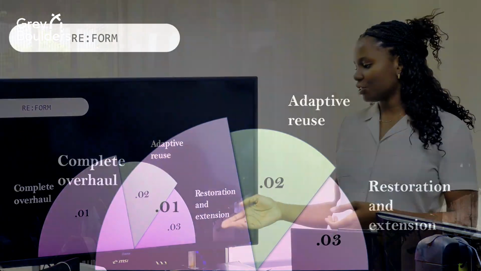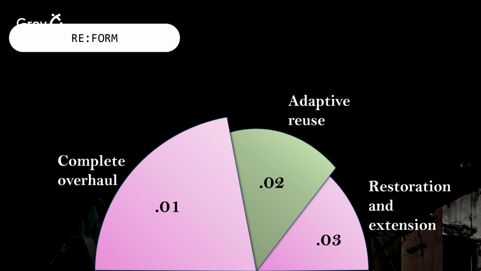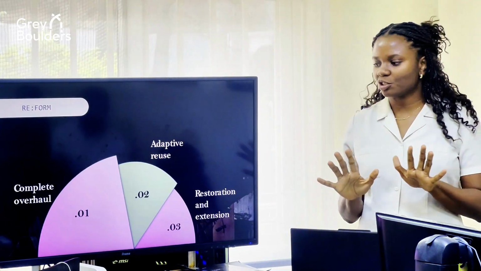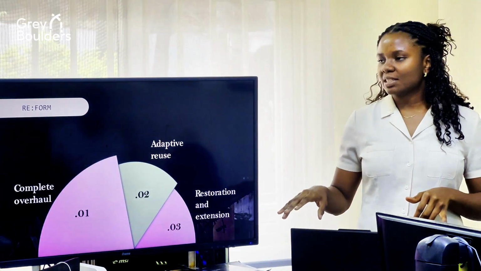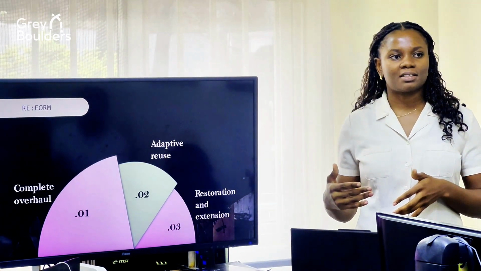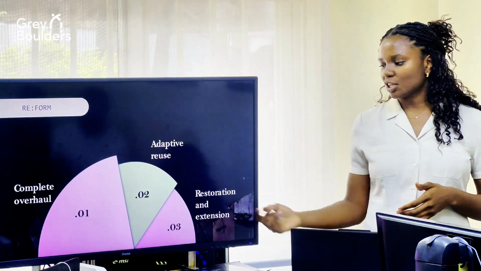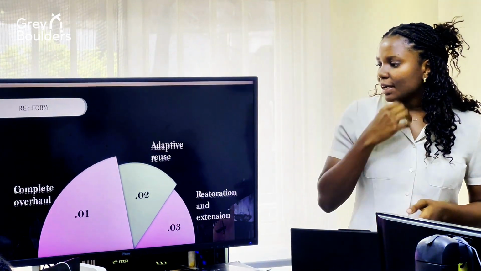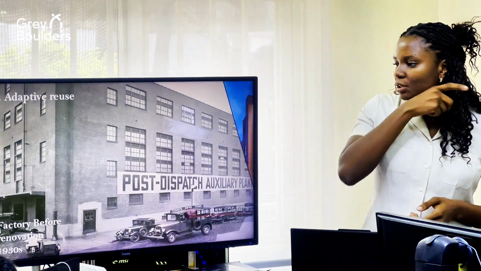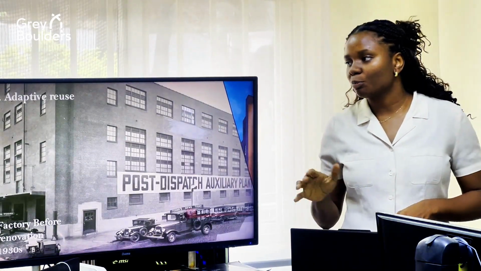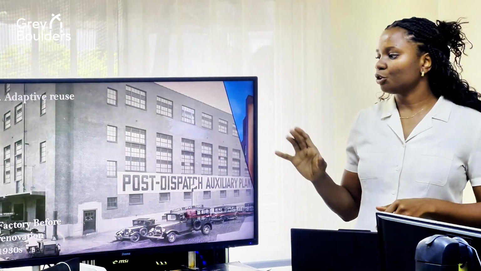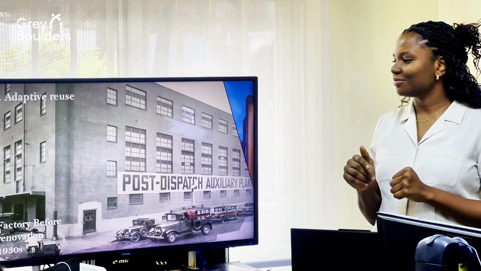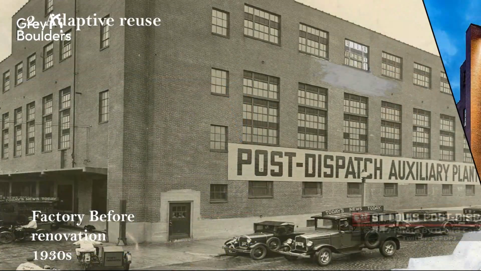Then restoration and extension. That's when you have an old building and it's so historically treasured that you don't want to touch it, you don't want to change it. So you restore it. But it needs to meet current standards, current needs. So that's where extension comes in. So these are the three types of reform. Now, we're going to be looking at complete overhaul in depth, but I will show you briefly adaptive reuse and restoration and extension. So first, we have adaptive reuse.